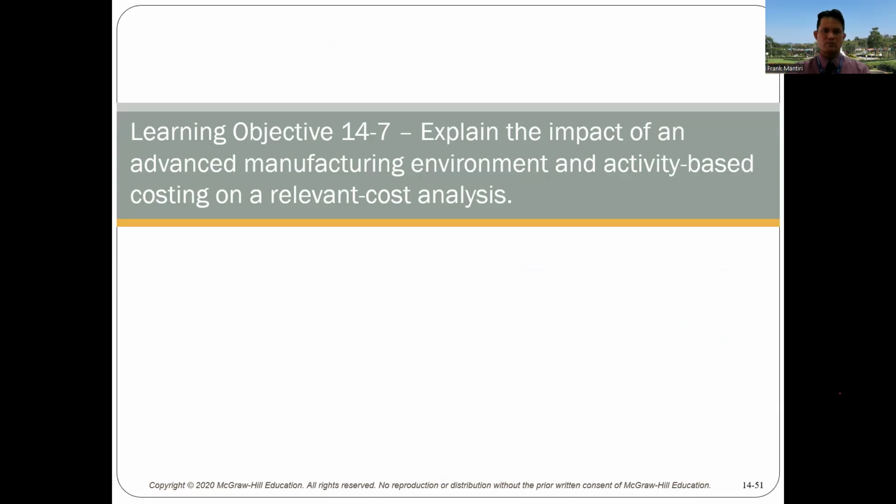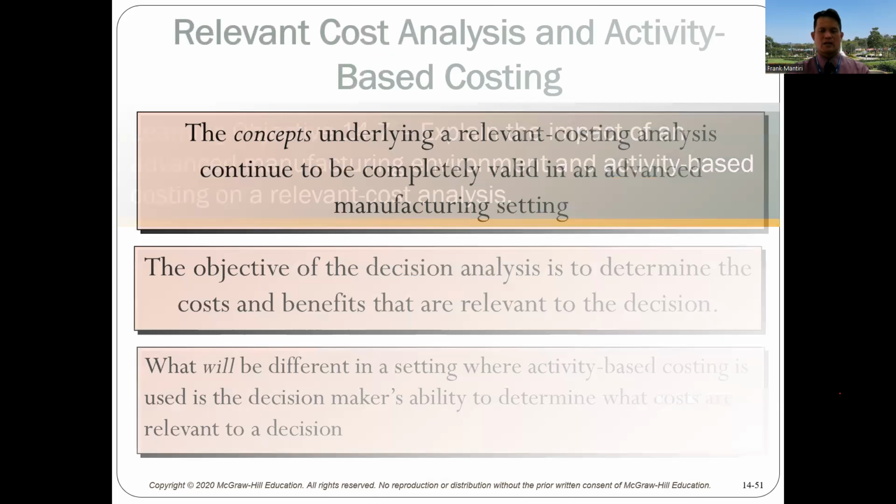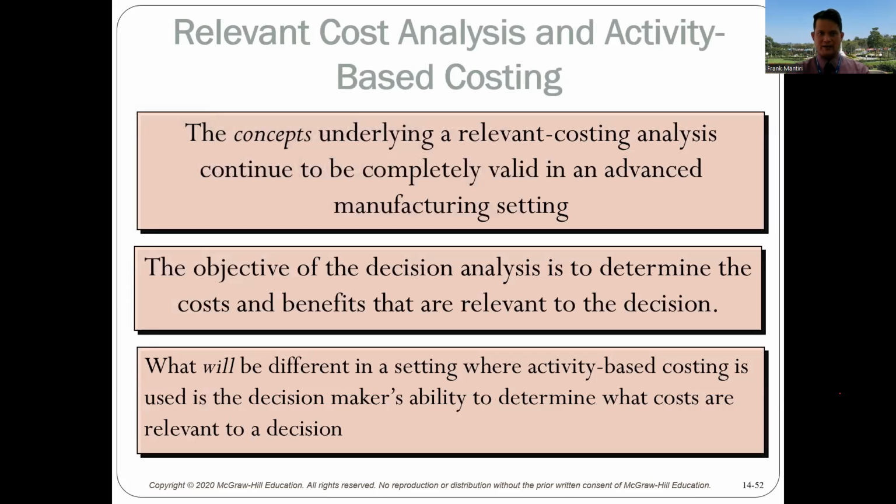Now we move on to learning objective number 7. We need to explain the impact of an advanced manufacturing environment and activity-based costing on a relevant cost analysis. Now we already know about ABC costing, right? So the relevant cost analysis and ABC costing: the concept underlying a relevant costing analysis continues to be completely valid in an advanced manufacturing setting. So you can apply ABC costing to this relevant cost analysis.